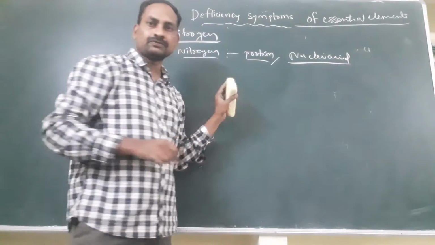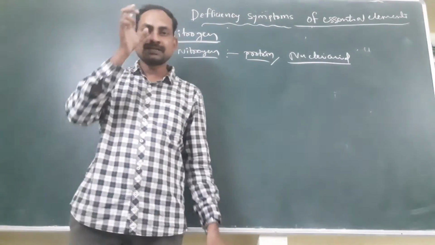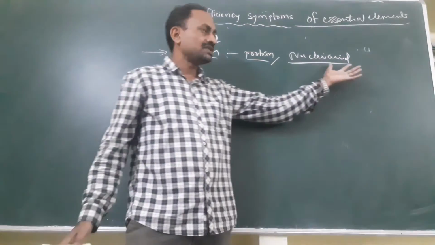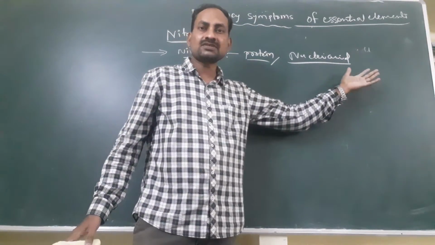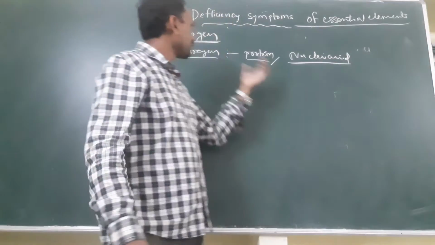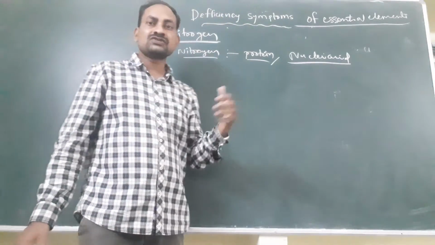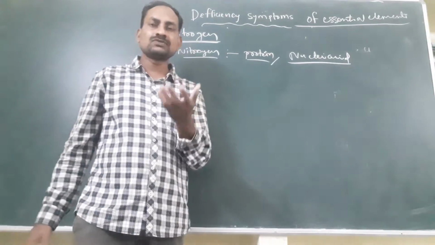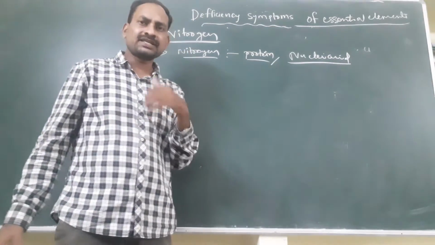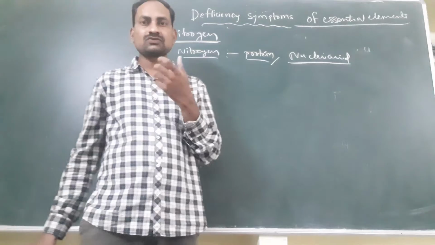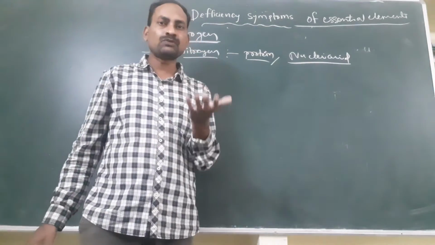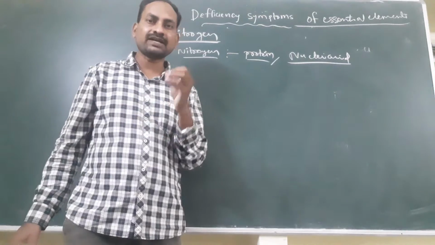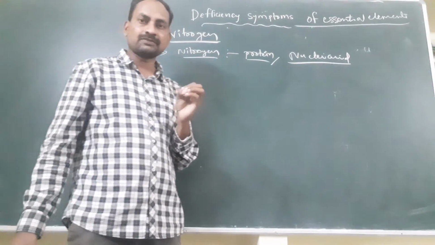We know very well nucleic acids are polymers of nitrogen bases. There are 4 nitrogen bases, and these nitrogen bases are also formed by the nitrogen atom. And if you see the chlorophyll structure also, in chlorophyll nitrogen is present. And there are so many macromolecules, so many compounds in the plant body, and the construction of these compounds requires nitrogen atom.